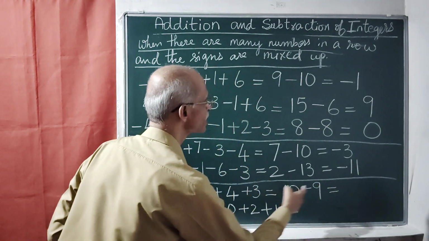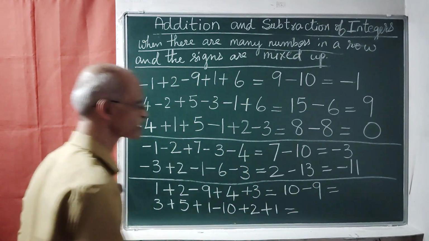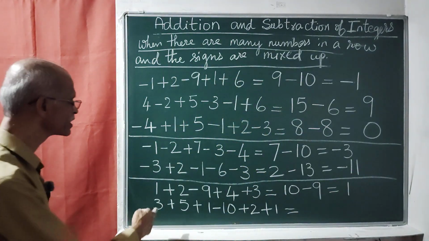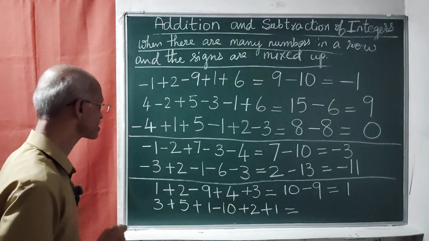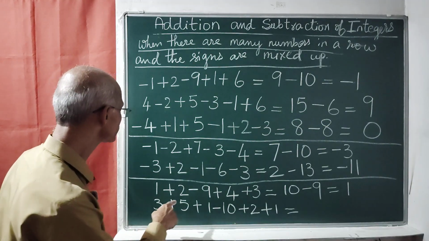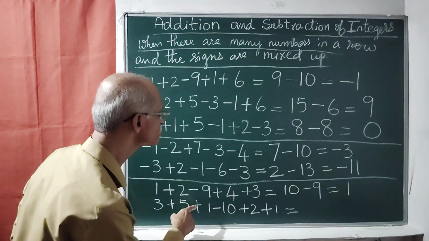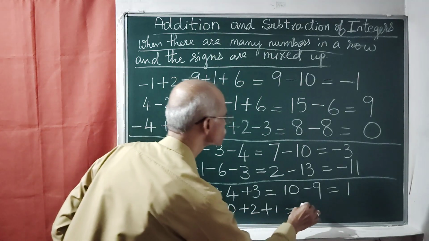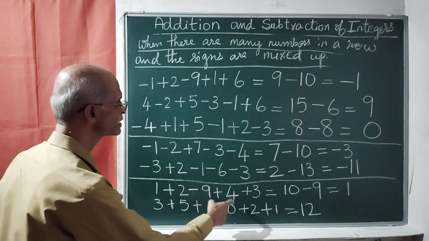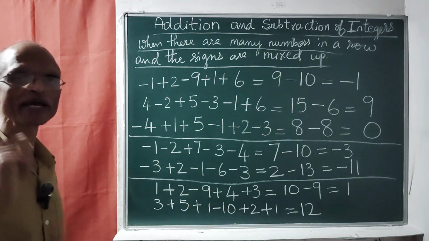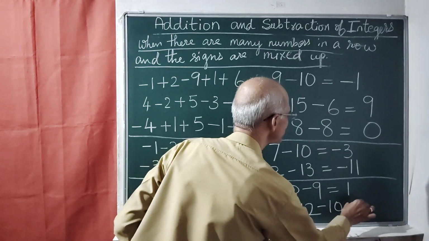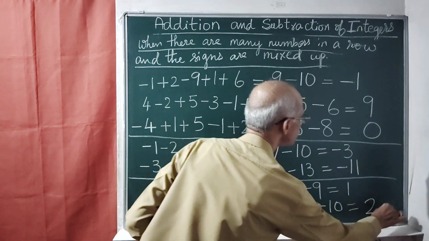Next I have to subtract and put bigger number sign. So plus 1. Here also pick up the plus numbers, add and put plus. So plus 12. Here there is only one minus number, that is minus 10. So I'll get plus 2.